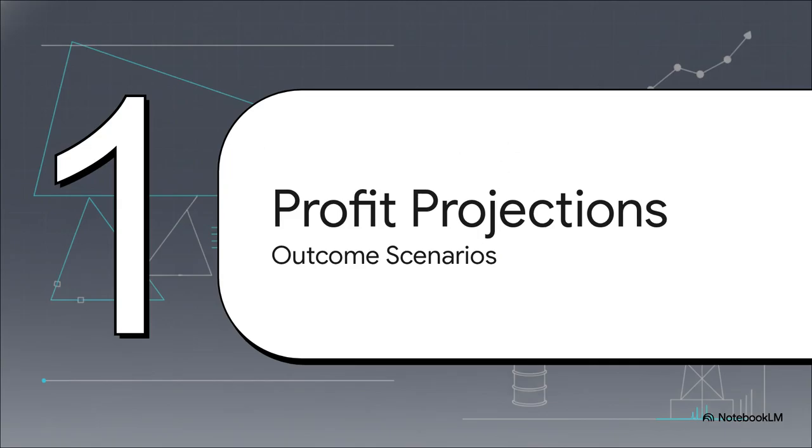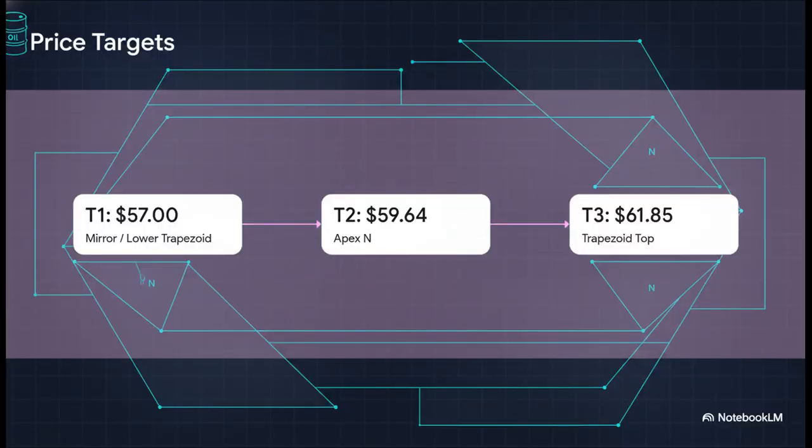All right, so we've got the entry plan and the risk dialed in. Now we can look at the potential outcomes. And remember, these are all based on predefined targets inside that geometric structure. So the model gives us 3 distinct price targets for this cycle. Target 1 is at the mirror, or the lower trapezoid, right at $57. Target 2 is at a point called Apex N, which is $59.64. And the final target, which represents a full exit, is at the top of the trapezoid at $61.85. Each of these targets represents a key level within that geometric map.